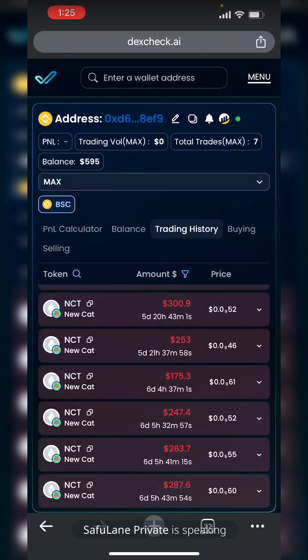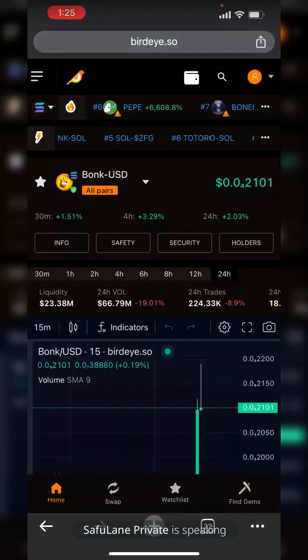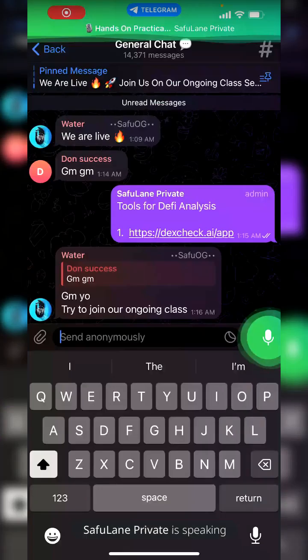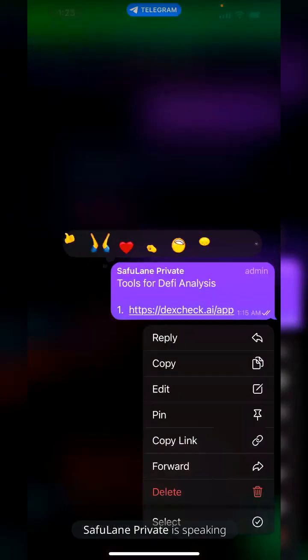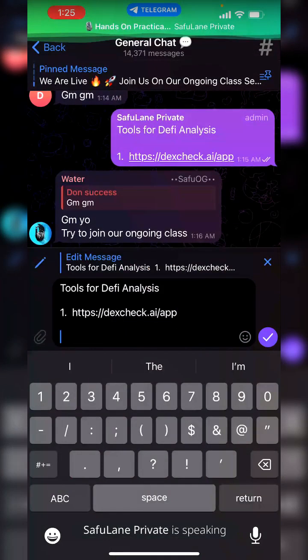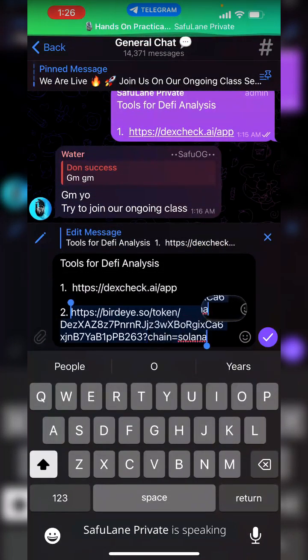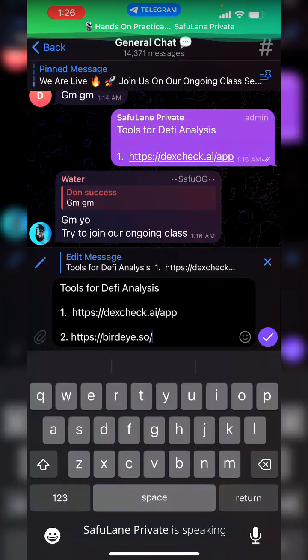Now I want to move to Solana. One of the best tools to use for Solana in terms of checking trades is bedi.so. Let me drop it for us, and let me drop these as well in our chat. We might have been using this, it's fine, but for the benefit of people who haven't come across it, let's just quickly check it together.